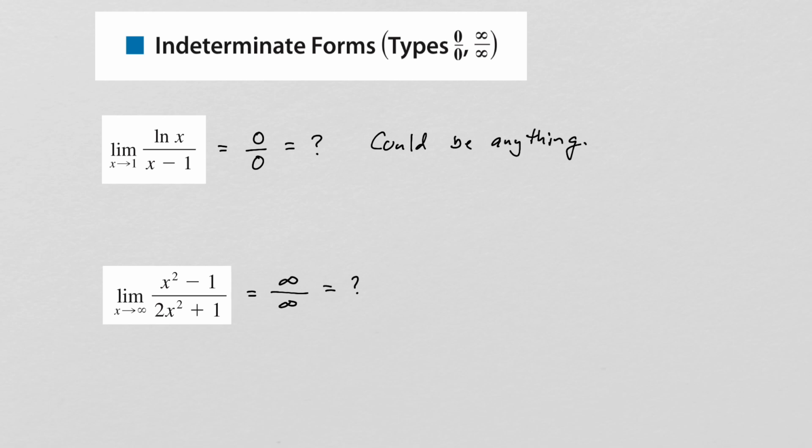And again, it's not literally infinity divided by infinity. It is something that is getting large divided by something else that is getting large. And again, we want to determine what does this equal. And again, it could be anything. To help us evaluate these kinds of limits, or these kinds of indeterminate forms, we are going to use something called L'Hopital's rule.